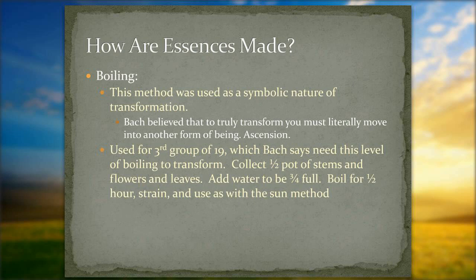The second method is boiling, which is what Bach did for the third group of the 19 essences that he developed. He said that these flowers needed the boiling to transform. So he really believed that to truly transform, you must literally move into another form of being, having a type of ascension. And we can see this in ourselves and our patterns as we use essences, and directly for practitioners who use it with their clients, you can see this in a very linear and transformative nature.